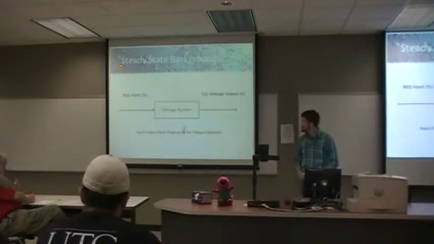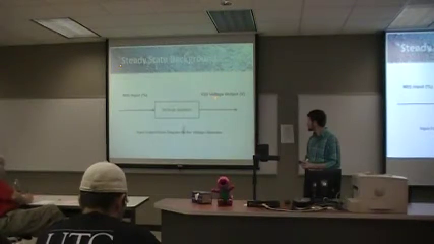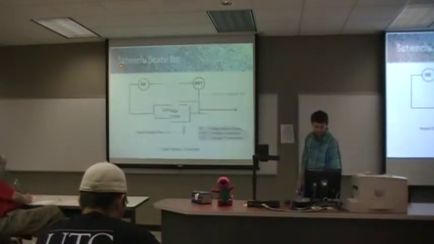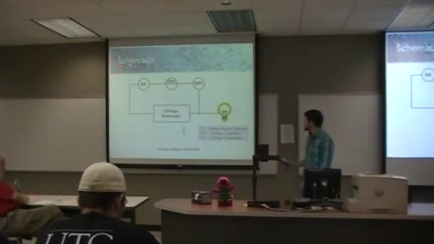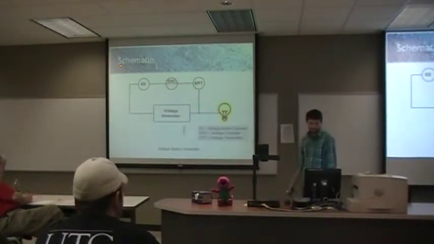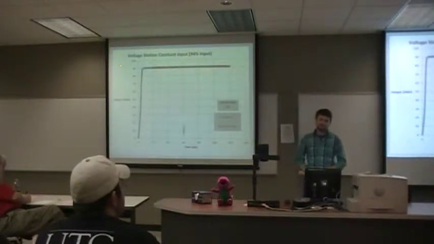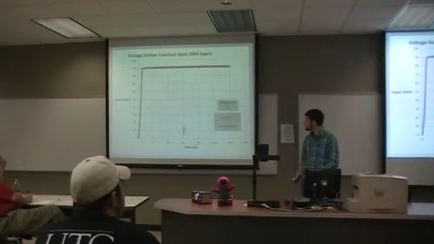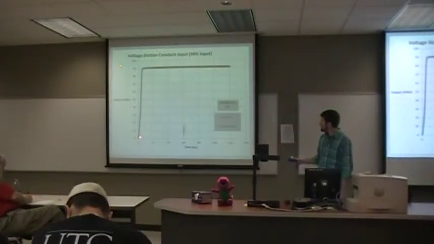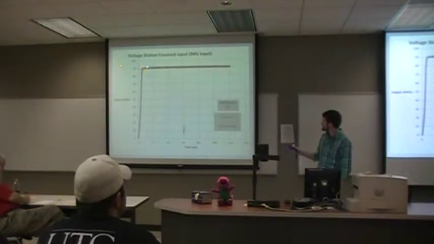So here we have our manipulated variable. Input is percent, which is the voltage system. Comes out, control variable, voltage. We have the action element, gives the controller, gives the transmitter, turns on light bulbs. Here we have voltage station constant input for 94%. See it starts ramping up slowly, building up voltage until it gets to 90. It's called the transient period, and it goes steady state from there on out.